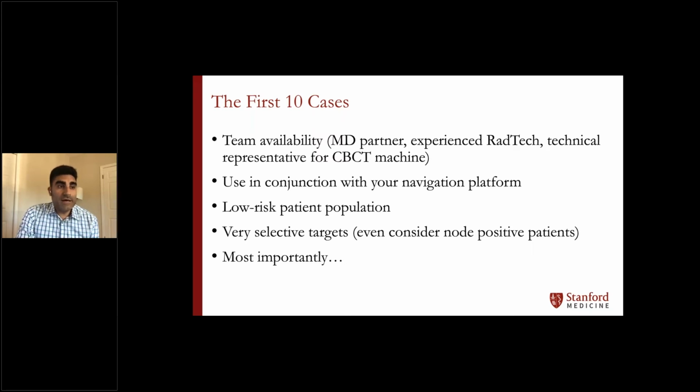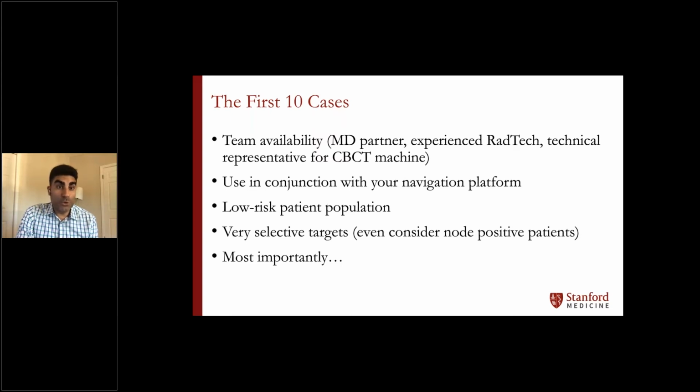In my case, one of my interventional radiology buddies, who's a very close friend, joined me for my first 13 cases. And he was basically guiding me through the cases on how an IR would do these cases. And I learned a tremendous amount through that. I did my first 10 cases using the Super Dimension platform because that's what we were using at Stanford earlier.